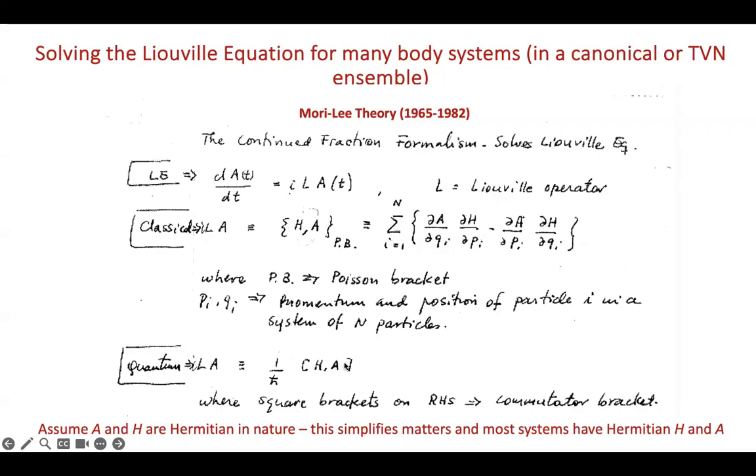H comma A, commutator bracket. So here you basically are using quantum mechanical commutators for setting up what we know as the Heisenberg equation of motion, which is an operator equation describing time evolution in quantum mechanics. So just to remind you, there are two ways of studying dynamics in quantum mechanics.